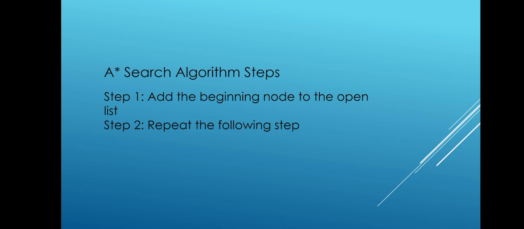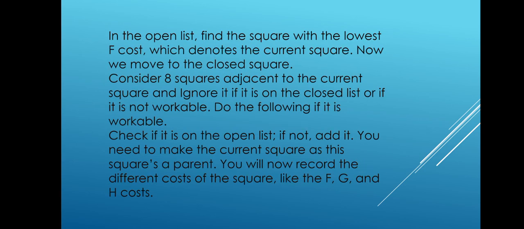A-star algorithm search steps. Step 1: Add the beginning node to the open list. Step 2: Repeat the following steps. In the open list, find the square with the lowest f cost, which denotes the current square. Now we move it to the closed list.